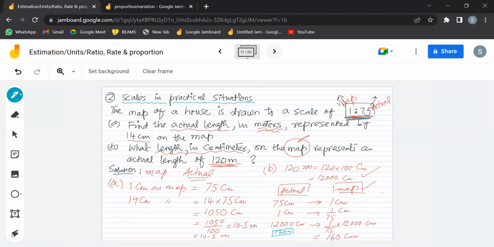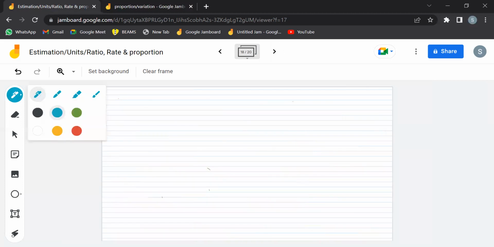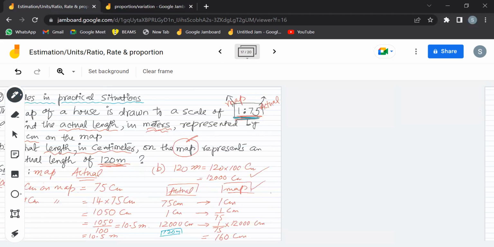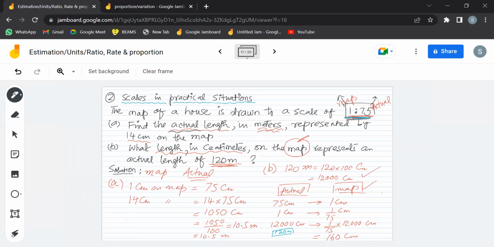Next, again the same question can be solved using proportion. So 1 is to 75 is the scale. So I have the space here. On the map we have 1, and actually it was 75, guys. The question was: find the length in meters represented by 14 centimeters on the map.